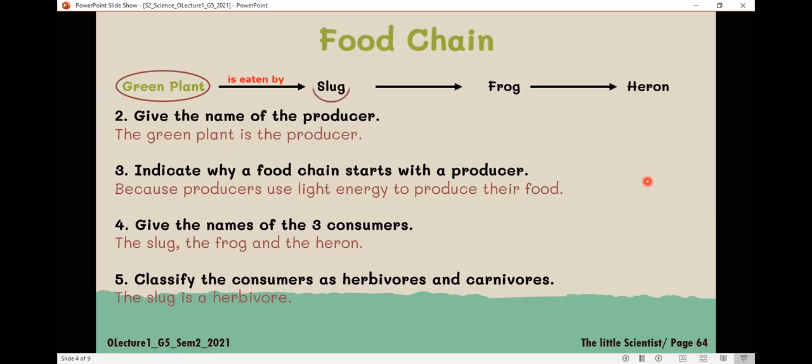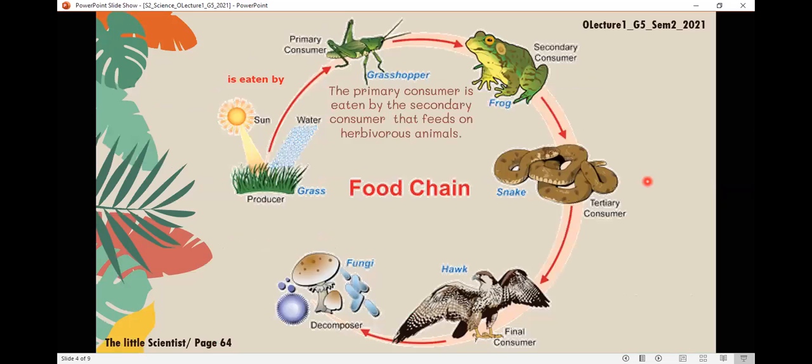The frog eats the slug, the heron eats the frog. So the frog and the heron are carnivorous animals. Like I told you last time, the green plant makes its own food, so it makes its own energy. Then this energy flows to the slug when the slug eats the green plant. Then the energy in the slug moves to the frog when the frog eats the slug. The energy in the frog moves to the heron when the heron eats the frog. And this is how energy moves in nature.